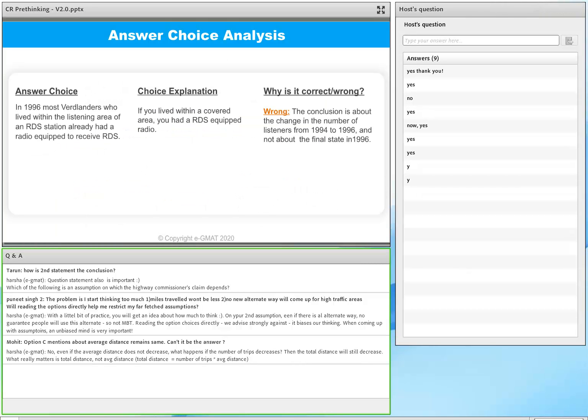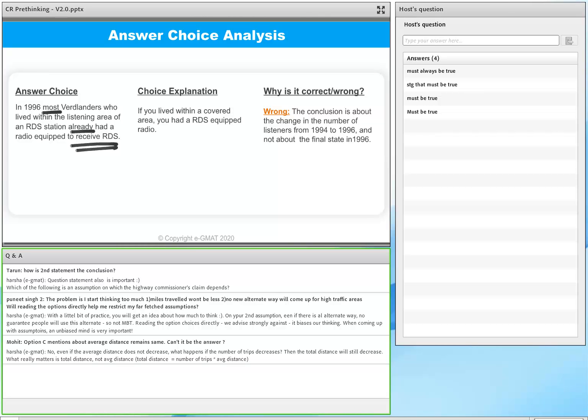Okay. Let's look at other answer choices and see why they are wrong. Now remember, what's the definition of an assumption? An assumption is an unstated idea that must be true for the conclusion to hold valid. It must satisfy that must-be-true condition. Let's look at choice B keeping that in mind. Choice B says, in 1996, most Worlanders who lived within the listening area of an RDS station already had a radio equipped to receive RDS.